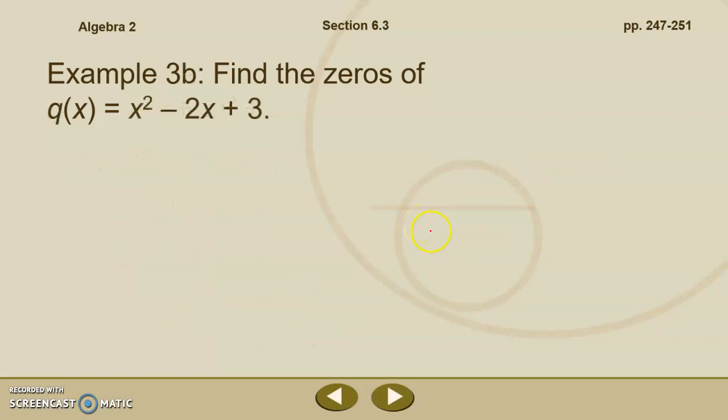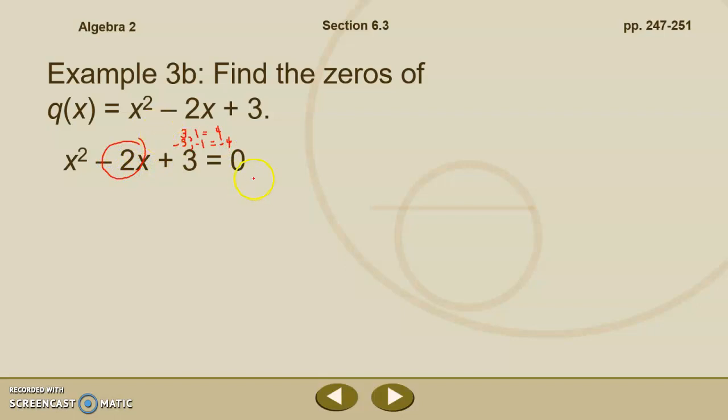All right, let's find the zeros of this. We're going to set it equal to 0. x squared minus 2x plus 3. And at first it looks like this might be one that's really easy to factor. But when I think of the factors of positive 3, I get positive 3 and positive 1, negative 3 and negative 1. And unfortunately, when I add 3 and 1, that's 4. And when I add negative 3 and negative 1, that's negative 4. It doesn't add up to my b term. So I'm not going to be able to factor.